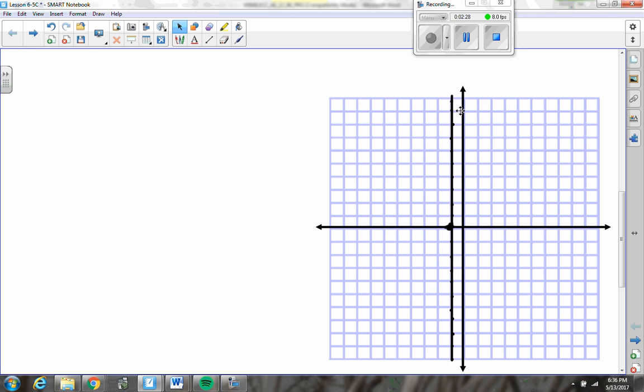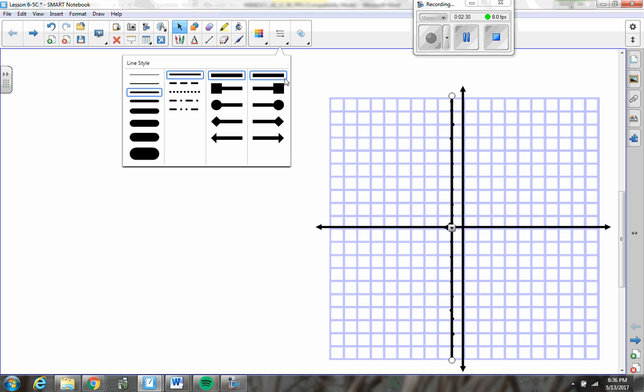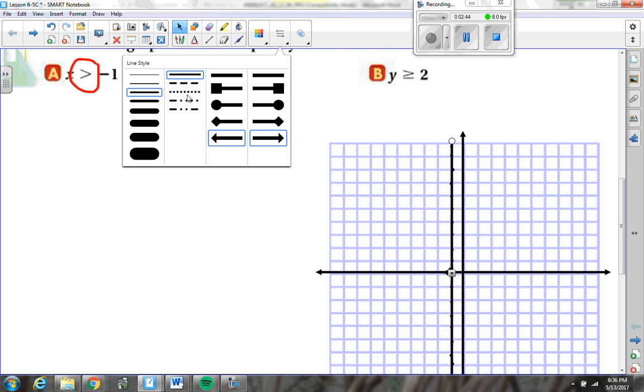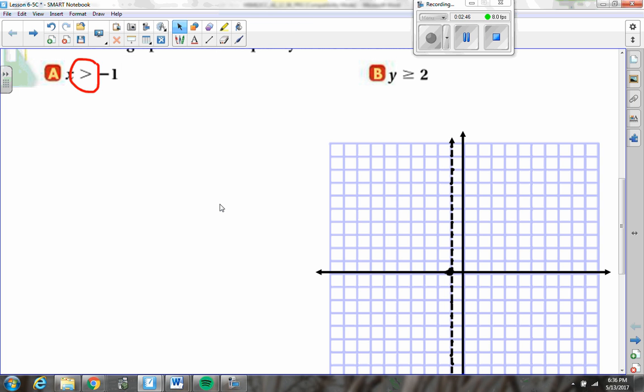So this black line is my boundary line, but back in my inequality, I have to notice my inequality symbol. This is a greater than symbol, which means the line that I graph should be a dashed line and not a solid line. It should be a dashed line, right?